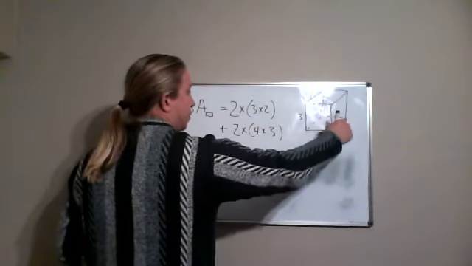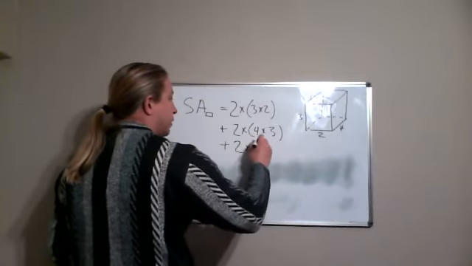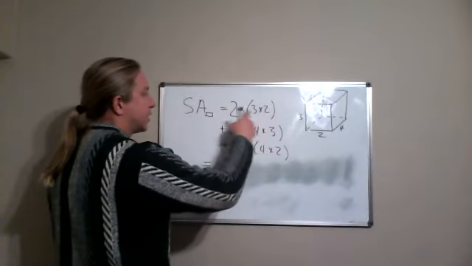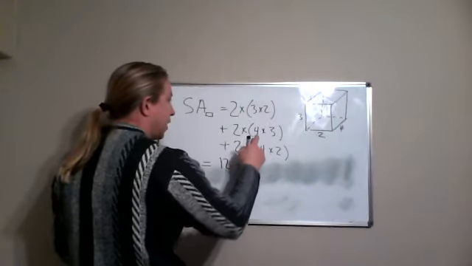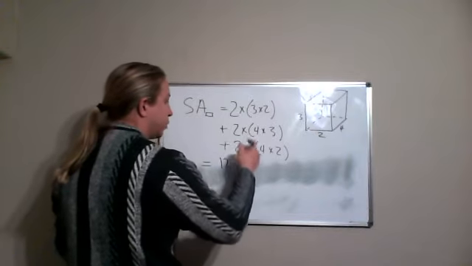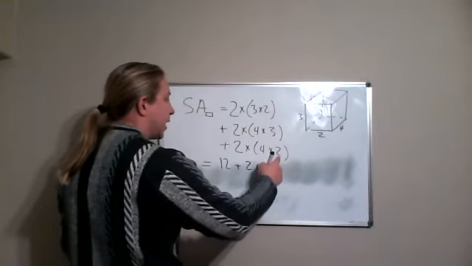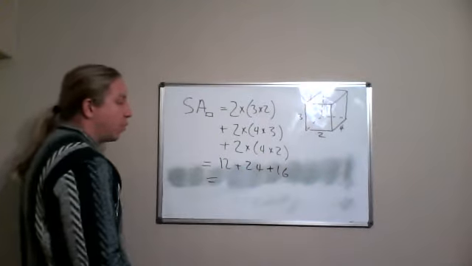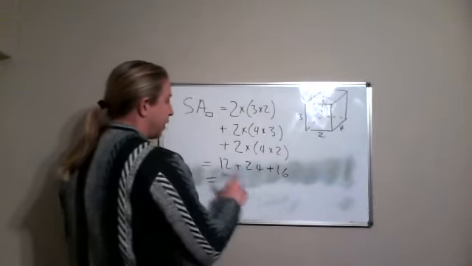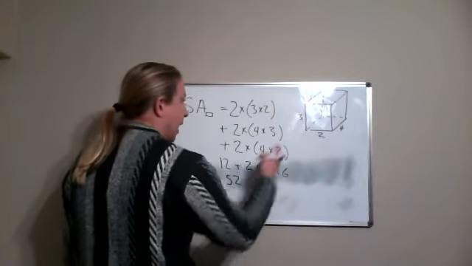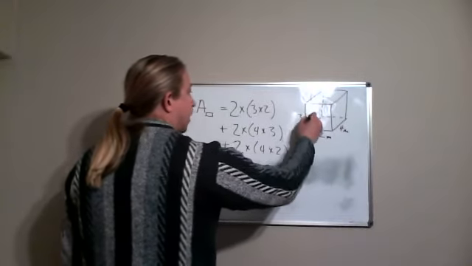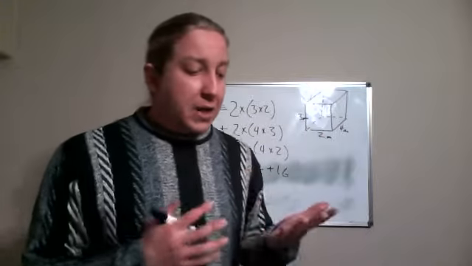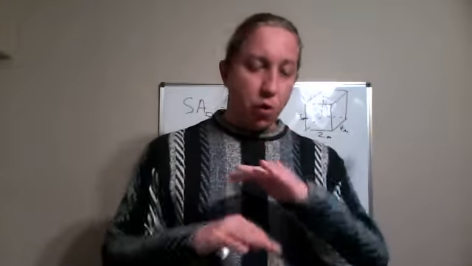Let's do the top. The top is 4 by 2. So it's 2 times 4 times 2. So 3 times 2 is 6, 6 times 2 is 12. Plus 4 times 3 is 12, times 2 is 24. 4 times 2 is 8, times 2 is 16. Okay, then we add them all up. 24 plus 16 is 40, plus 12 is 52, and let's say this was meters, then we would have meters squared. Okay, so guys, with rectangles, it's easy, just account for all the sides.